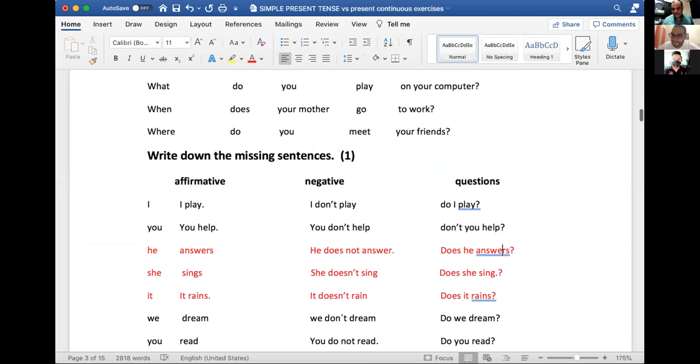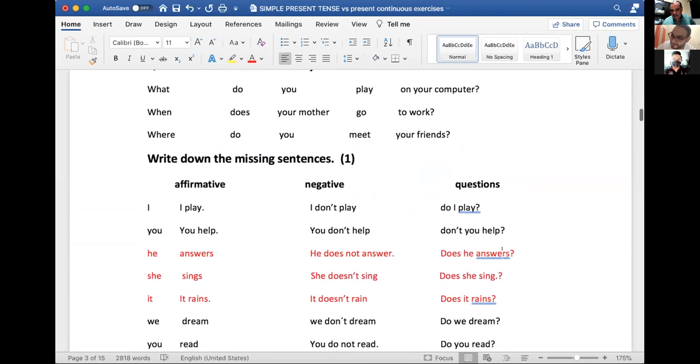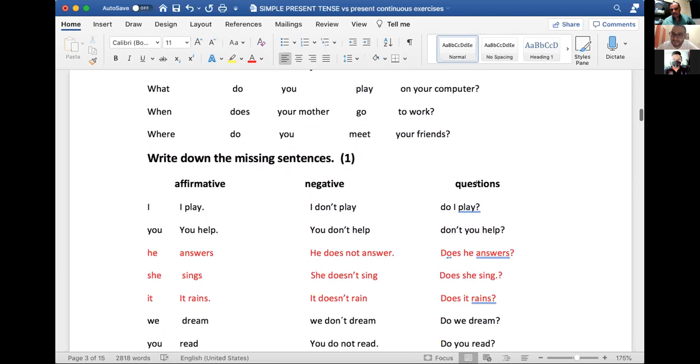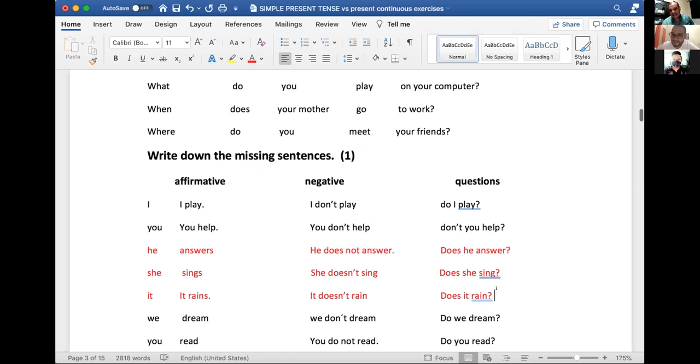It's easy, right? Now, this is mechanical. It takes a while. Toma un poquito de tiempo acostumbrarse. Pero usted lo tiene que practicar para que esa mecánica se vuelva parte de su repertorio. Okay? Teacher, en de pregunta, si le agregamos el does, no tiene que agregarle la S. No, porque el does es la conjugación en tercera persona del do. Entonces el verbo principal tiene que ir sin S. Ya está conjugado.